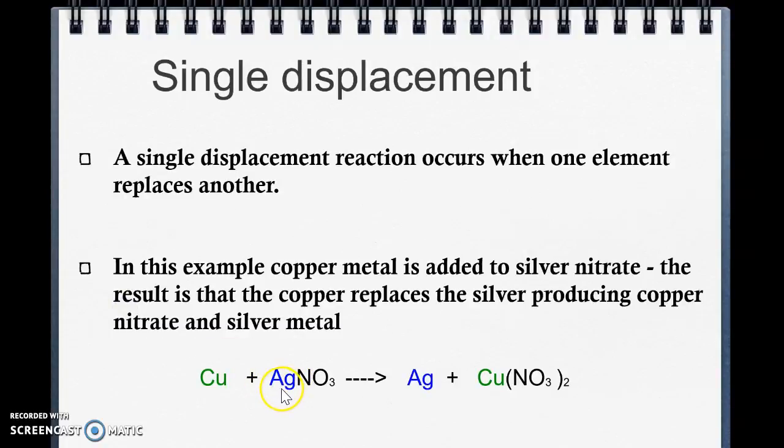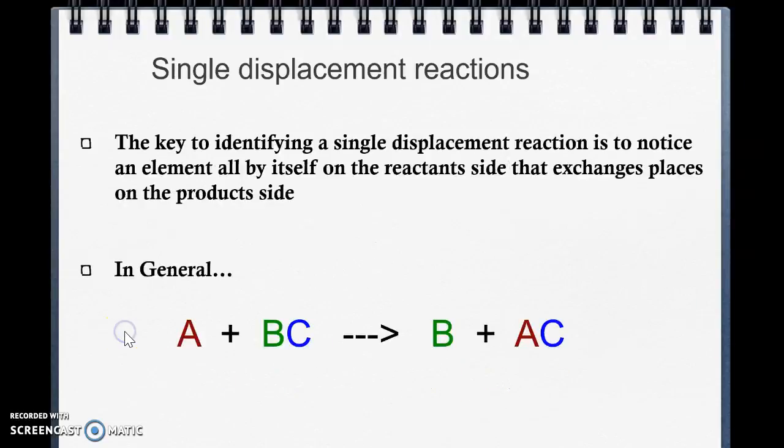So in this case here, I've got copper by itself. It's going to come in and bump silver out away from the nitrate. And so you get the silver now by itself, and the copper is with the nitrate there. So you've got A plus BC goes to B plus AC. It's just one's bumping the other one out.